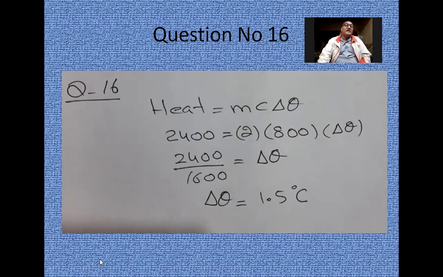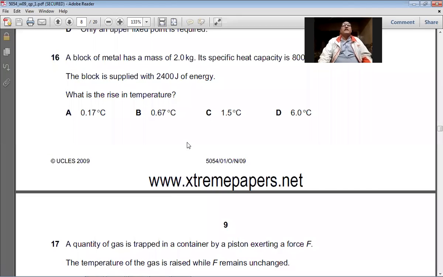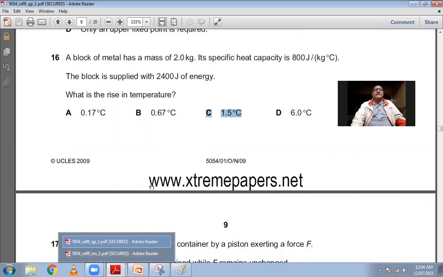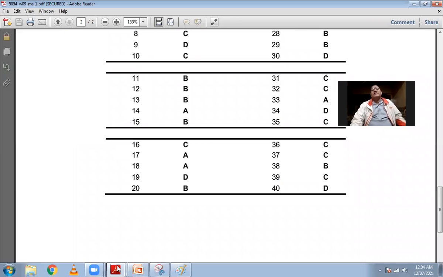1.5 degrees centigrade. I think for question number 16, C is the right option, sir.